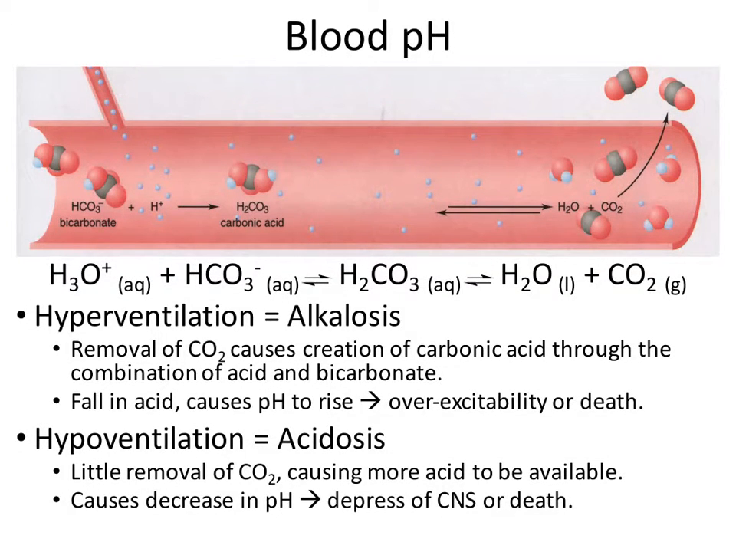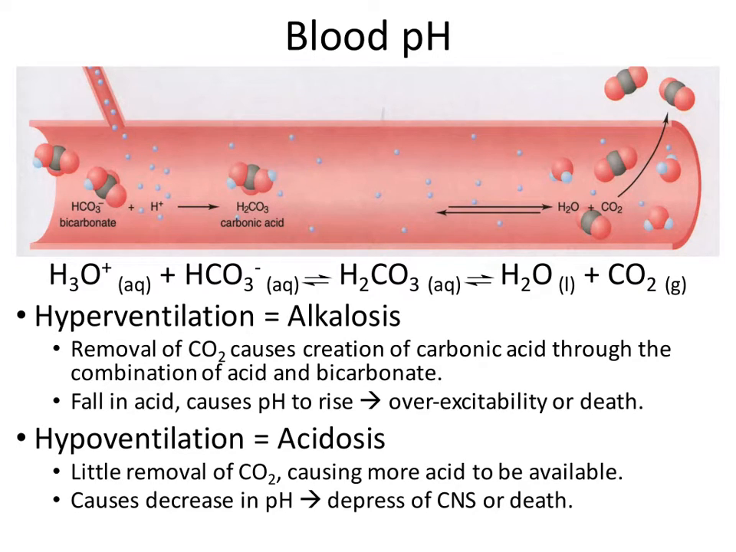Another system is blood pH. We can have conditions called alkalosis or acidosis. As we breathe in, we're breathing carbon dioxide. That reacts with the water in our bodies to create carbonic acid, and this carbonic acid breaks down again into hydronium, in this case our H+, just a hydrogen proton, and bicarbonate.